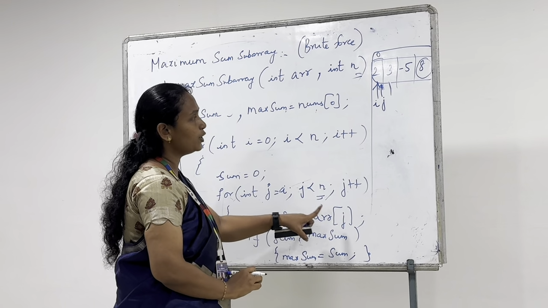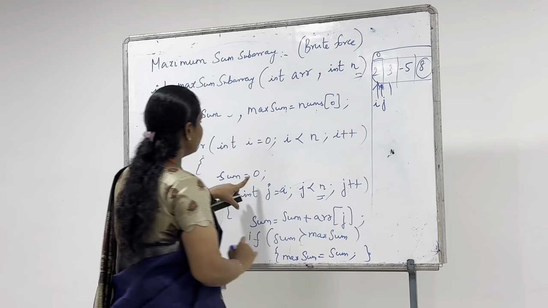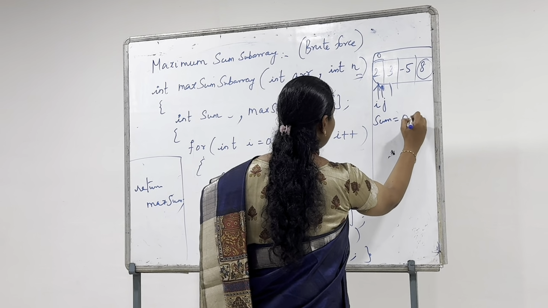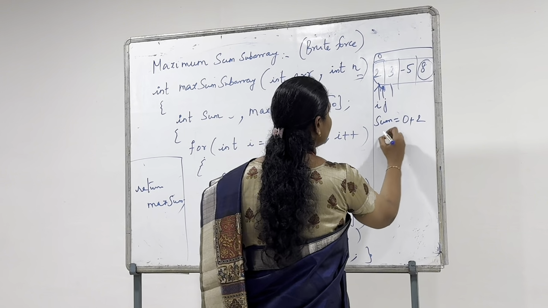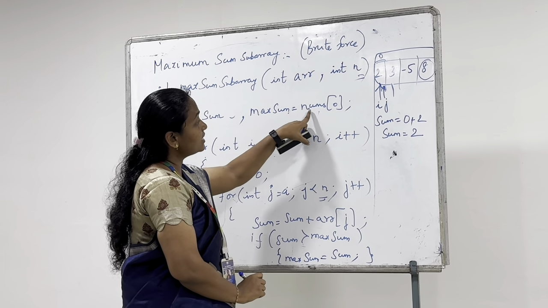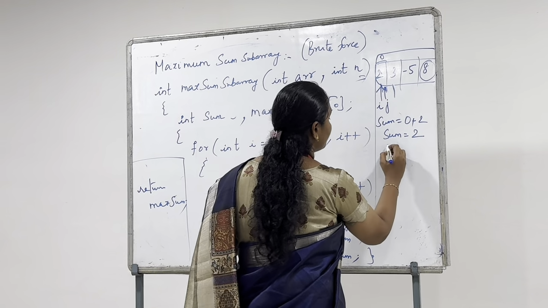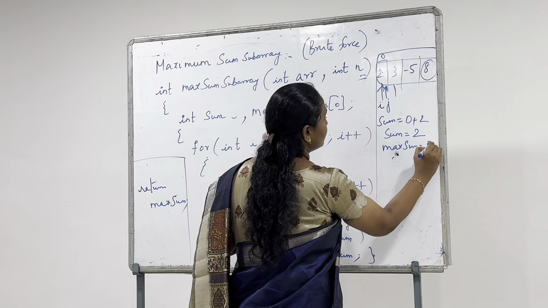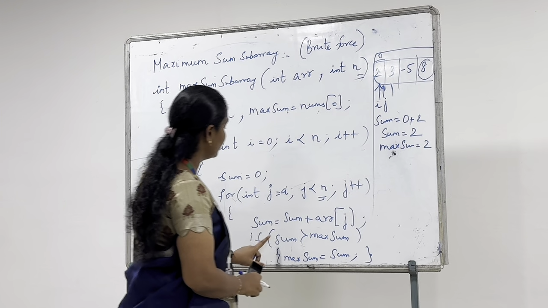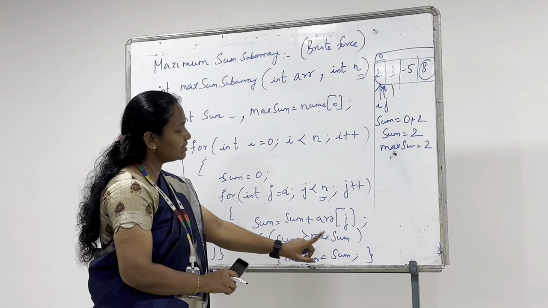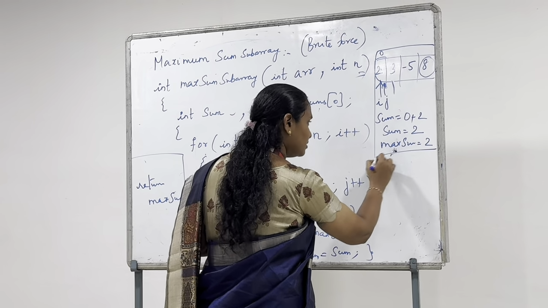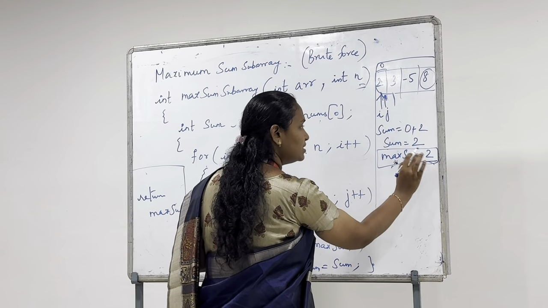Now the sum is sum plus array of j. The initial sum was 0, so sum is equal to 0 plus array of j. Array of j is 2. So the current sum is 2, and the maximum sum was assigned as nums of 0, that is also 2. Now compare these two. If sum is greater than maximum sum, then sum should be assigned to maximum sum. But here it is equal, not greater than, so leave the maximum sum as it is. The maximum sum is 2.